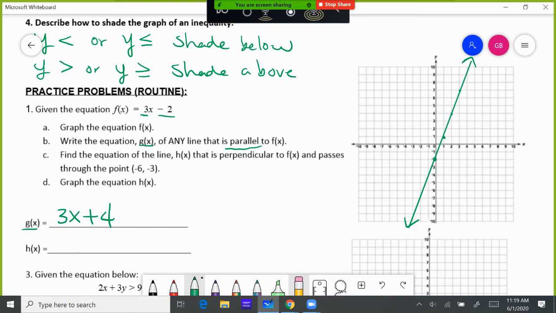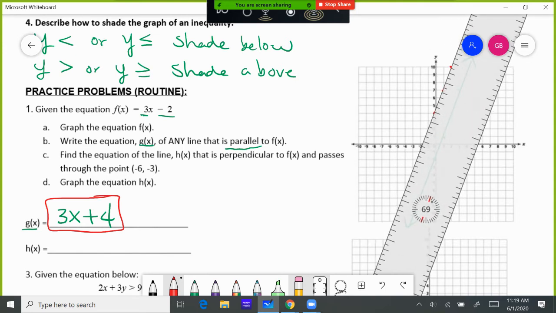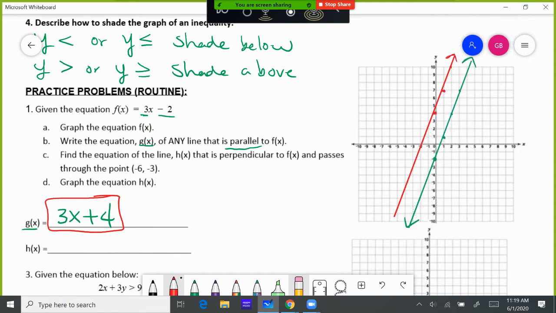And if I graph this in red, the y-intercept is 4, up 3 over 1, up 3 over 1. You could see that if I connect these dots, you get a parallel line.